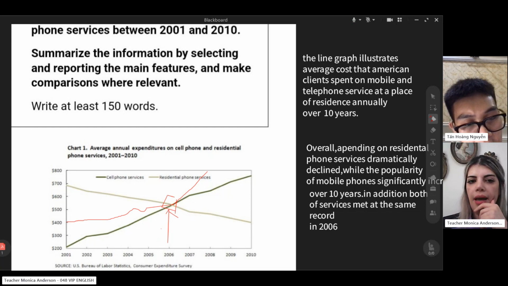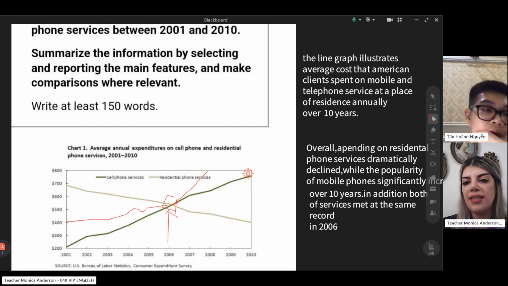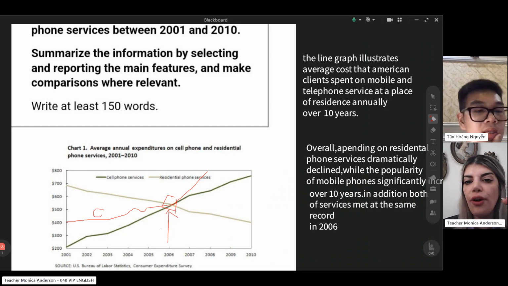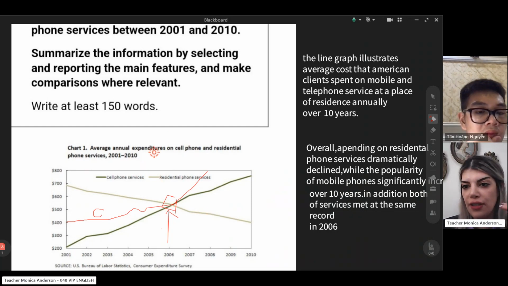Okay, now I can write, for example, this is C. Now I can write that, for example, a third of the services met at the same time, or at the same record in 2006. But now, as you can see, line C has a really significant and sharp increase within 4 years. You don't need to say between 2006 and just within 4 years from this to this, or this to this, for example, here.